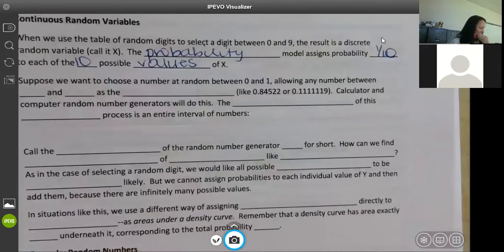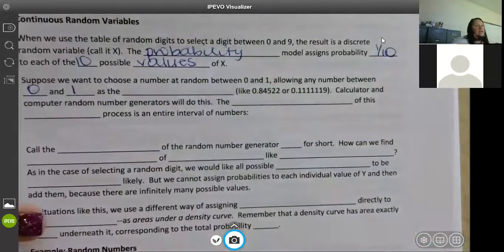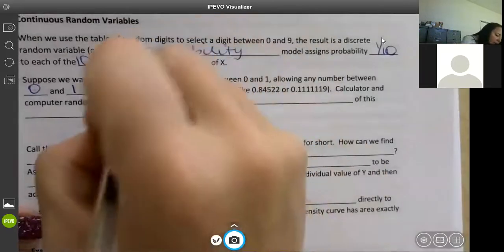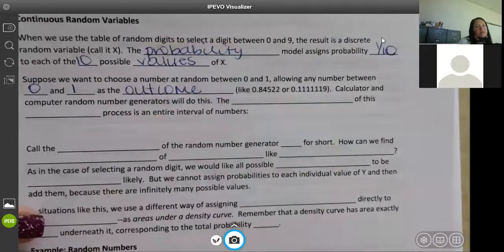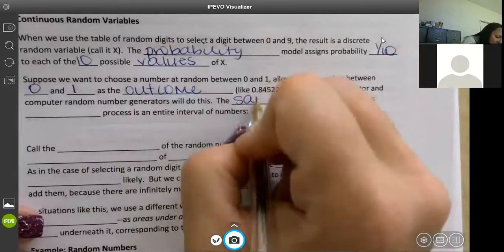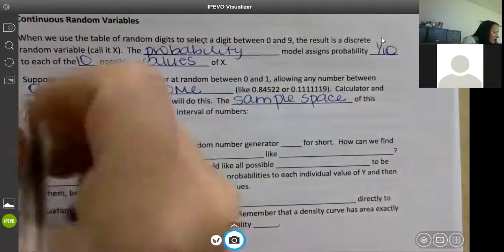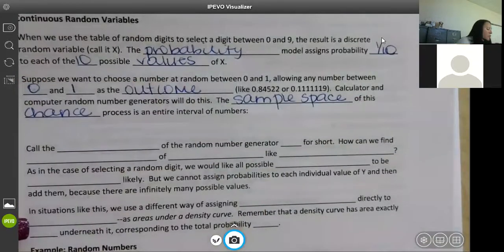Appreciate it. All right. Suppose we want to choose a number at random between 0 and 1, allowing any number between 0 and 1. Again, on discrete, it would be 0, 1, 2, 3, integers. Now we're not looking at integers. So we want as our outcome anything between 0 and 1, like 0.84522 or 0.11119. Calculator and computer random number generators will do this. The sample space of this chance process is an entire interval of numbers.